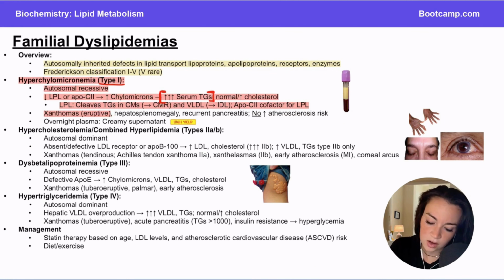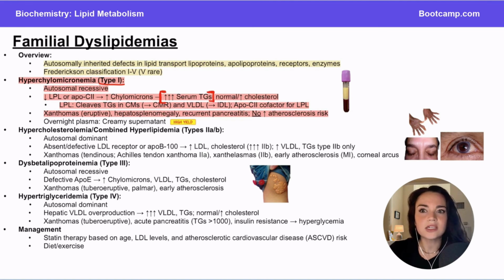Other things you might see are hepatosplenomegaly and recurrent pancreatitis. This hepatosplenomegaly and recurrent pancreatitis is due to macrophage phagocytosis of lipoproteins within these organs. However, very importantly and unique to type 1 familial dyslipidemia is that there is no increased risk in atherosclerosis despite the fact that we have this increase in lipids. That's an important fact, although it is one that's a little bit difficult to test on the NBME.